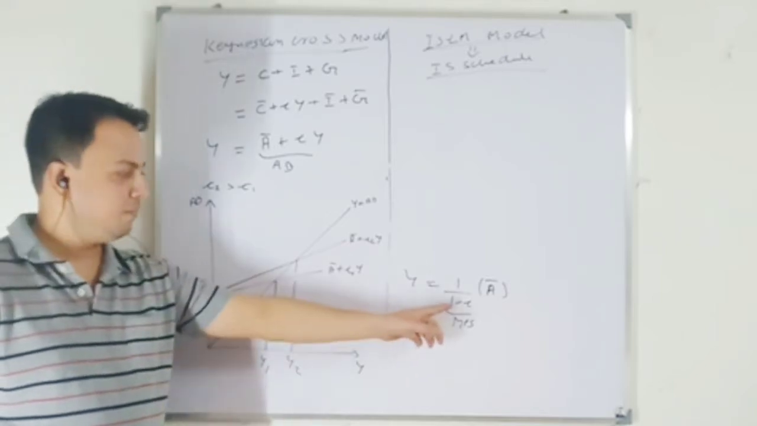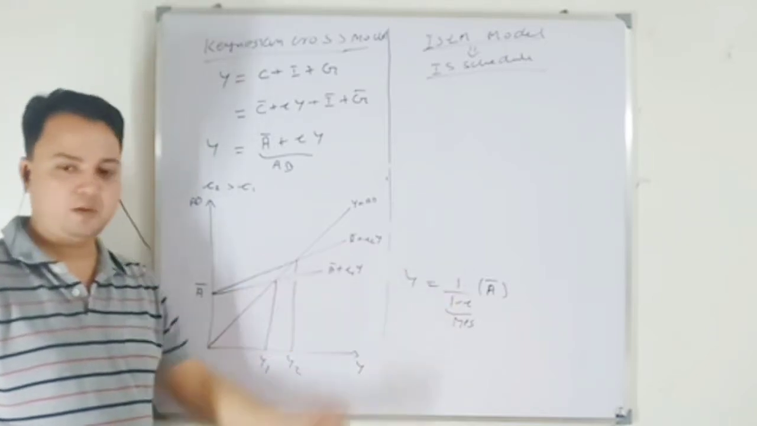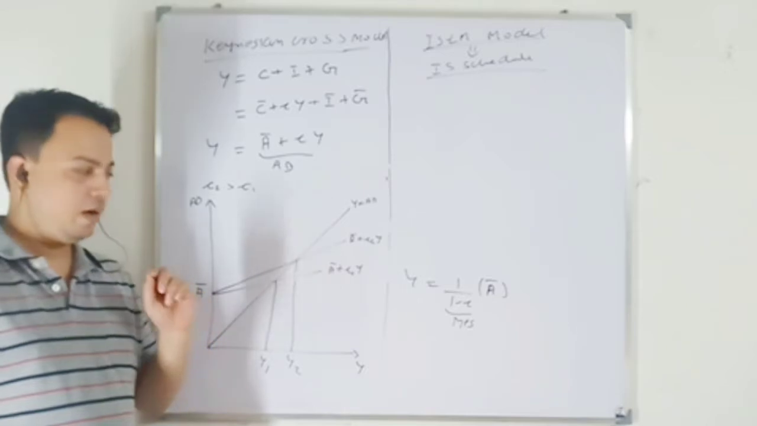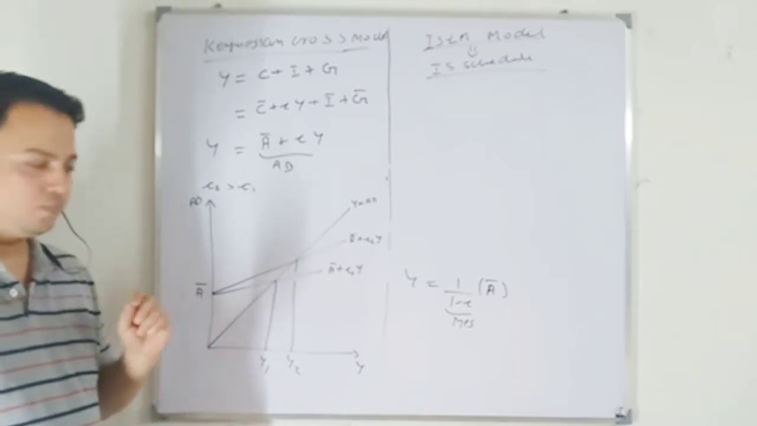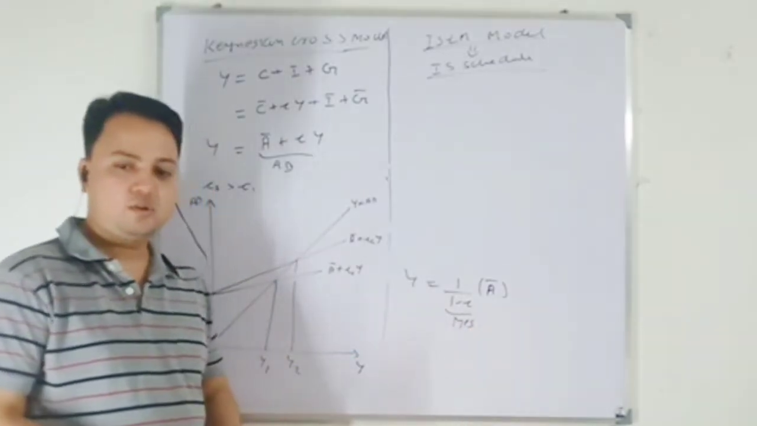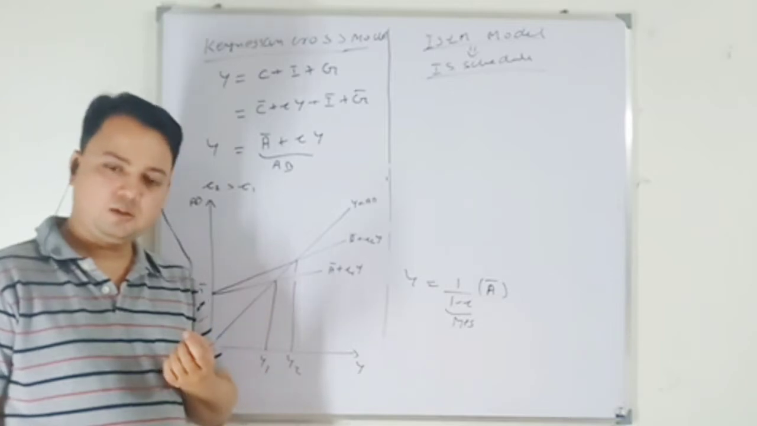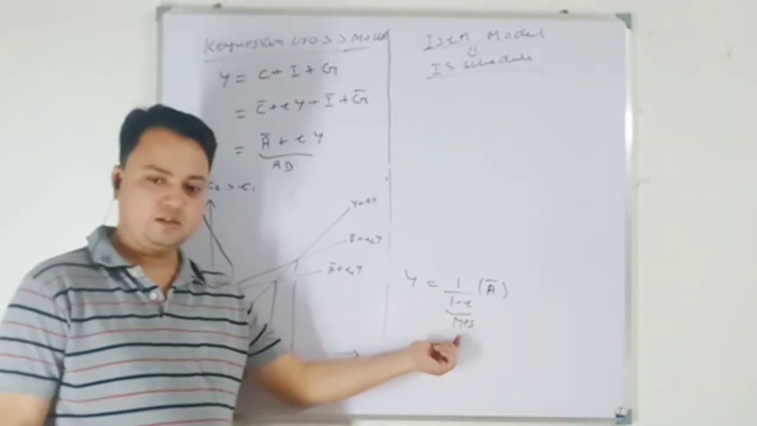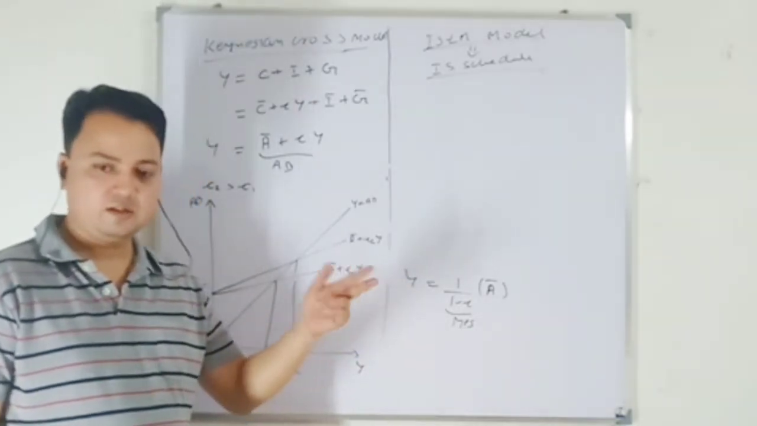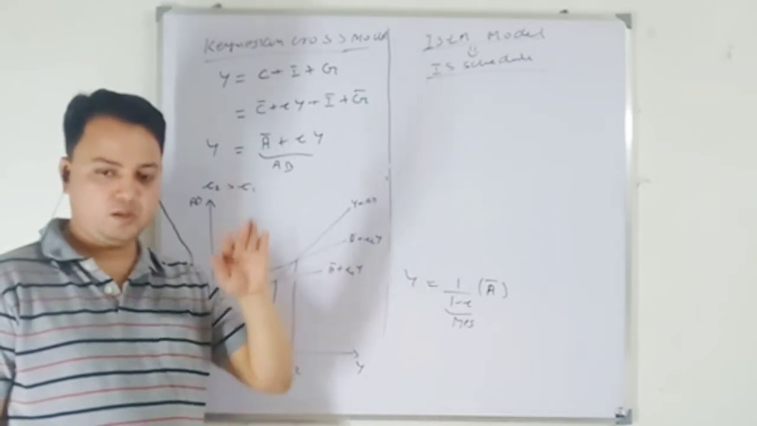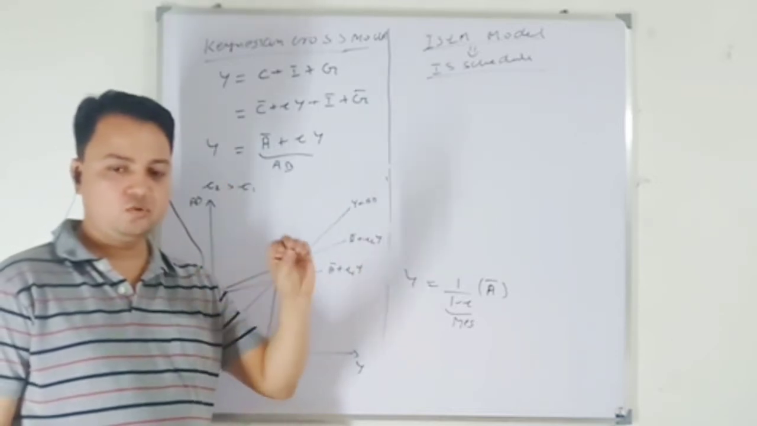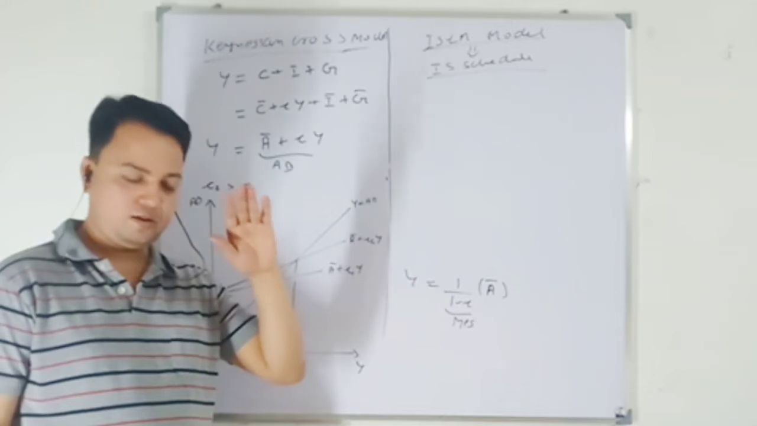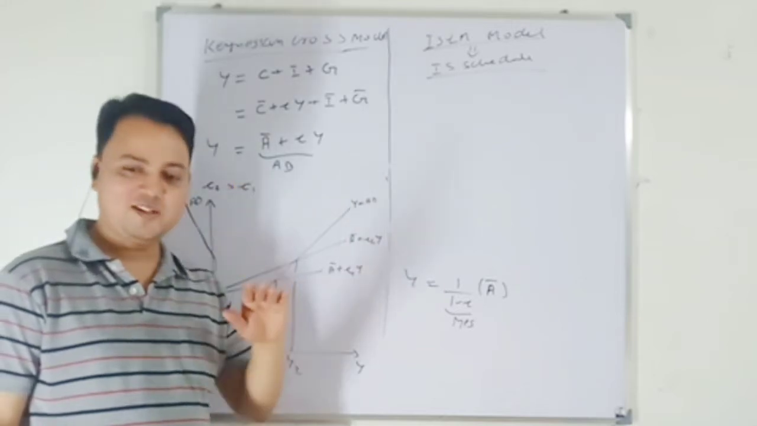Why? Because MPC influences your multiplier. Why? Because you know MPC plus MPS equals 1, and MPS is leakage. Like tax, I talked about tax being a leakage. When you introduce tax, your multiplier will reduce. When you introduce the marginal propensity to import, your multiplier will reduce.